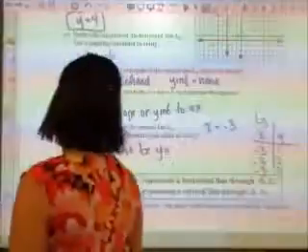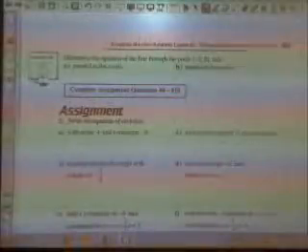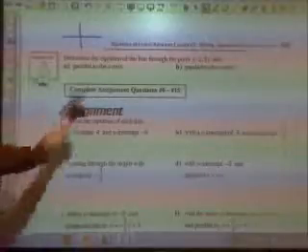So let's look at class example number 5. Determine the equation of a line that goes through the point -2 and 8 if it is parallel to the y-axis. So, if it is parallel to the y-axis, what kind of line is it? Horizontal. Or, no, the y-axis. Parallel to the y-axis would be a vertical line.